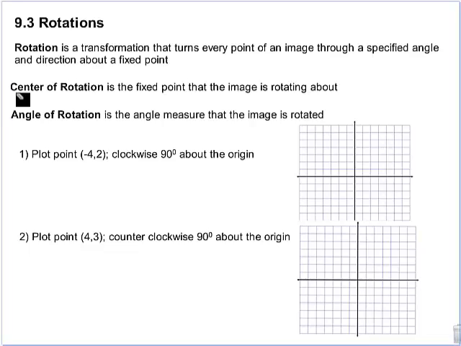We are either going to be rotating clockwise or counterclockwise. The center of rotation is the fixed point that you're rotating about. Like I said, it's either going to be the origin or some other point. The angle of rotation is the angle measure that the image is rotated. We're going to do standard angle measures like 90, 180, 270. I'm not going to give you angles like rotate it 73 degrees, right? You would need a protractor. So we're not doing those. We're just going to do the standard ones that we can handle.